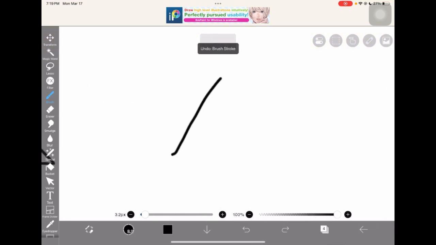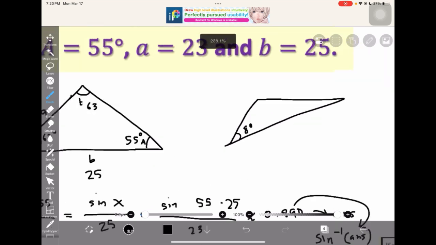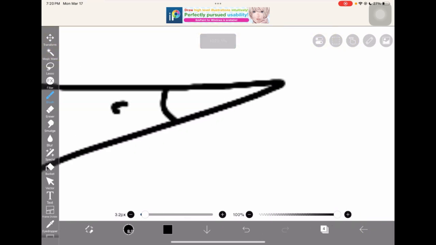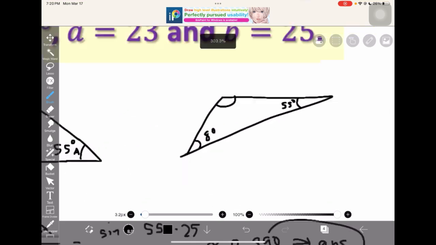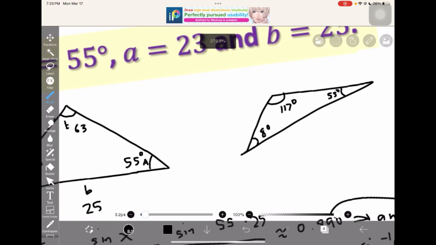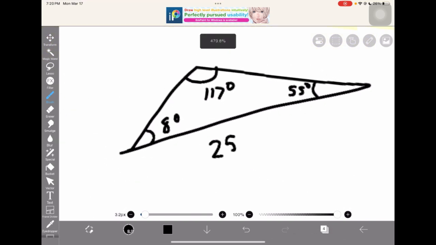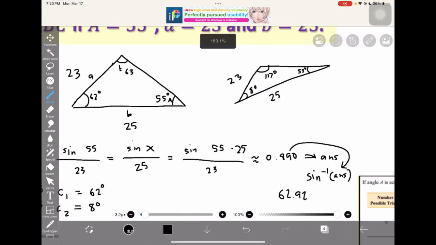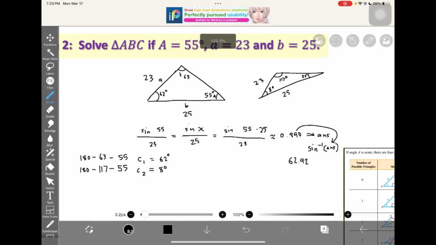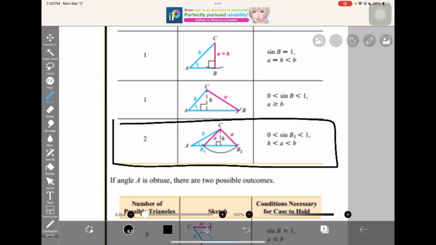I don't know how to illustrate that. Okay. Or this angle over here. So these are both abiding by the rules. So this is 25 and this is 23. So yeah, these are both valid triangles, and this is a case where we have this.